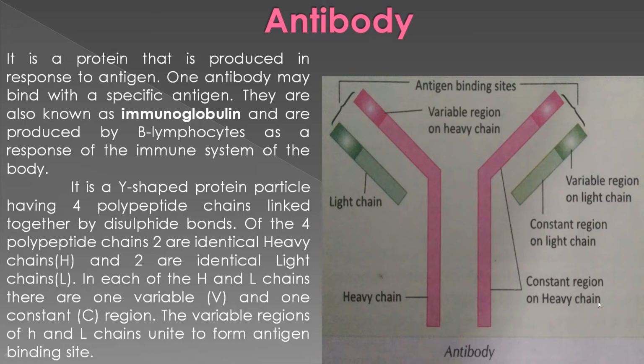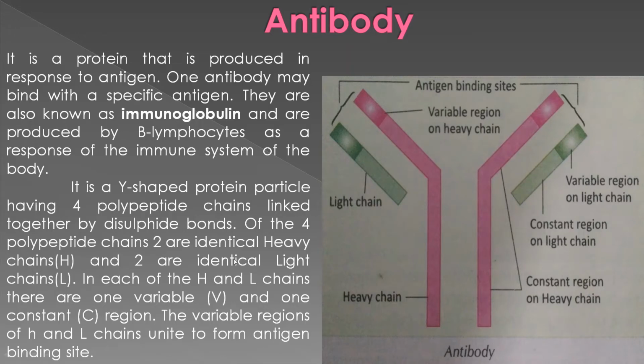Constant region means the proteins in this chain are constant, but here it is variable because these variable regions are antigen binding sites. So they have to change. They have to be variable because they have to recognize the antigen and change their form accordingly to bind that antigen. So the region is variable.